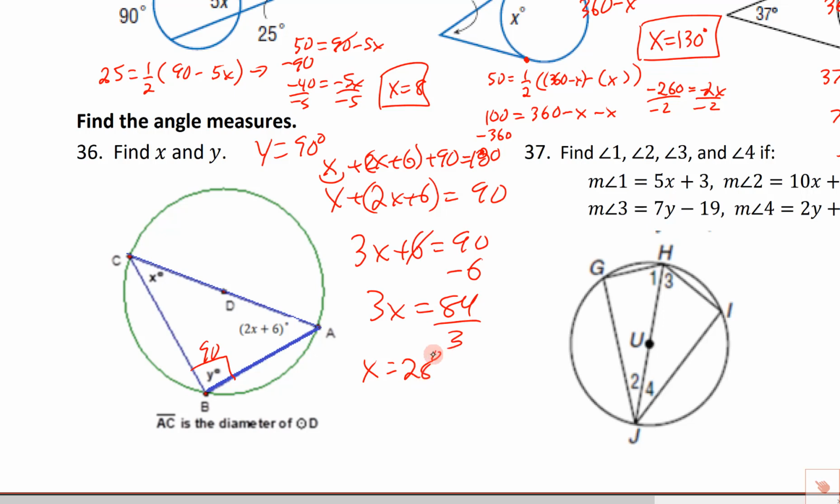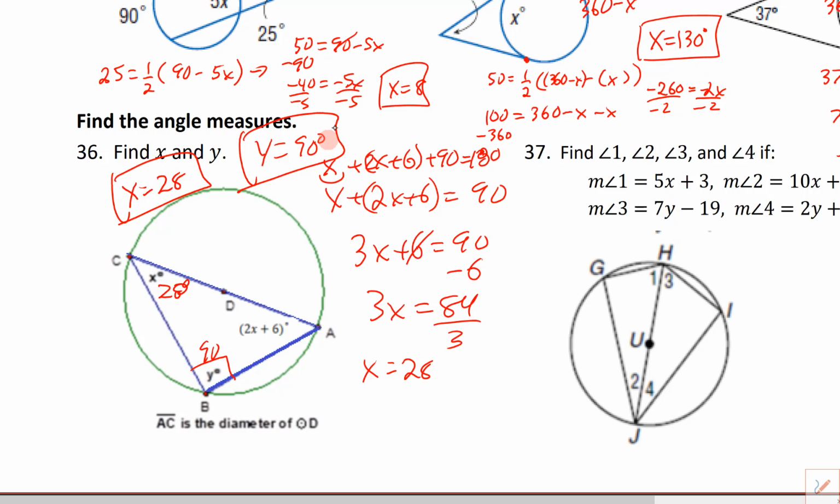Okay, so we'd get 28 degrees right here, and that's 28 degrees. It did ask for what x and y were. I guess x is just the number 28, and y is just the number 90, but either way, so 28 for x and 90 for y.